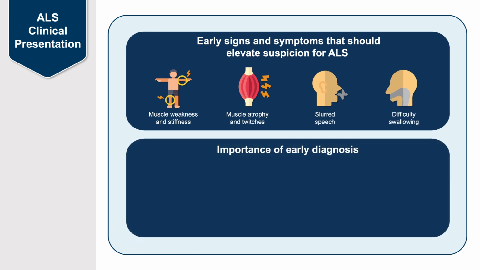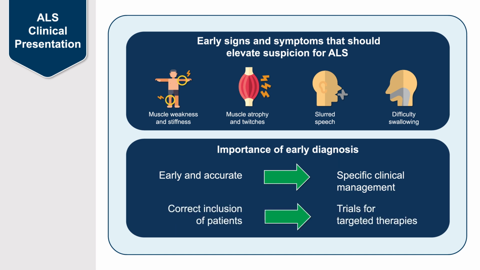Now, it's really important to diagnose ALS as early as possible. Early and accurate diagnosis is essential for ALS patients to receive specific clinical management that can be more effective earlier in the disease course. It's also important for the correct inclusion of patients in clinical trials for targeted therapies.